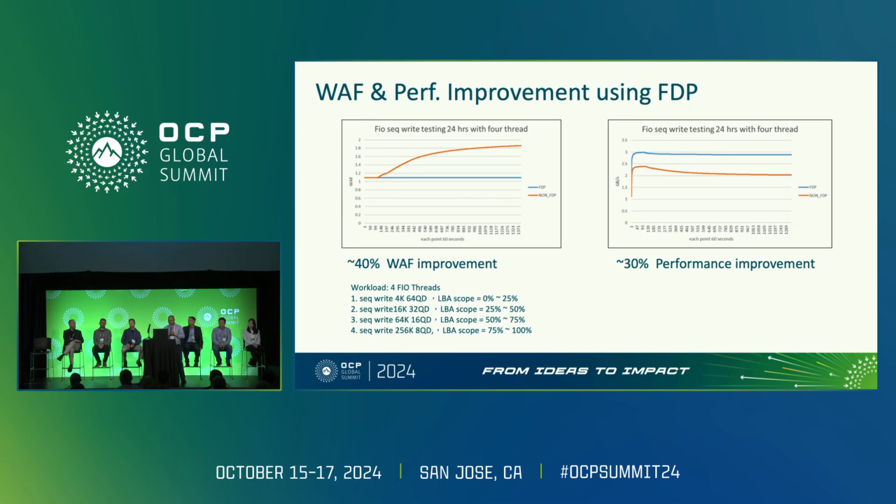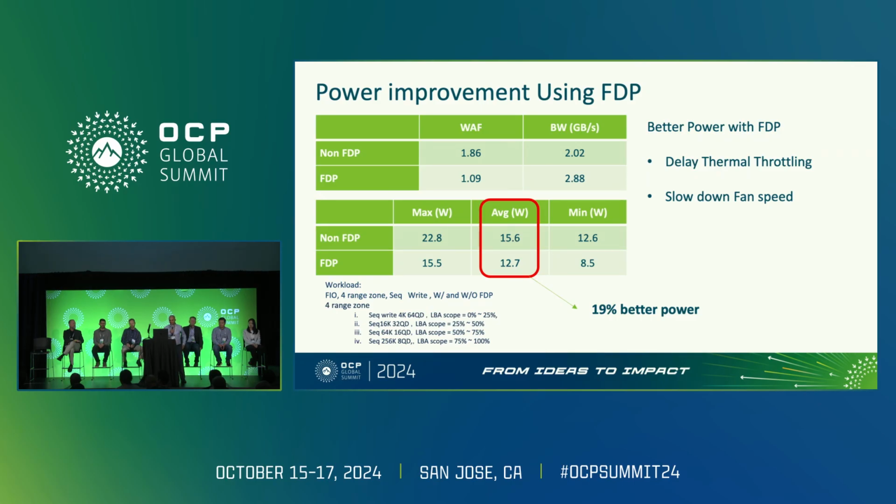So when you take this number, on the next slide, the top table shows the data that I just mentioned earlier in terms of write amplification and bandwidth that you can achieve with and without FDP. But the interesting part is the power. If you look at the table at the bottom, to achieve roughly 3 gigabytes per second with FDP, on the max side, it takes about 15.5 watts, right? And without FDP, you can achieve 2 gigabytes per second, but it takes 22.8 watts, right? So on the max power, there is a 30% difference.